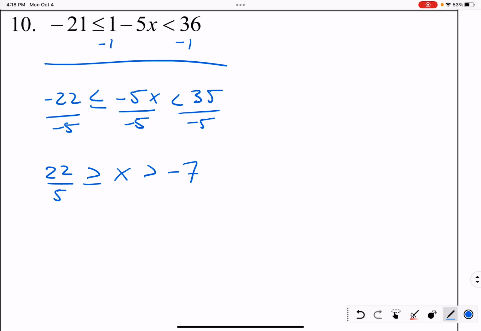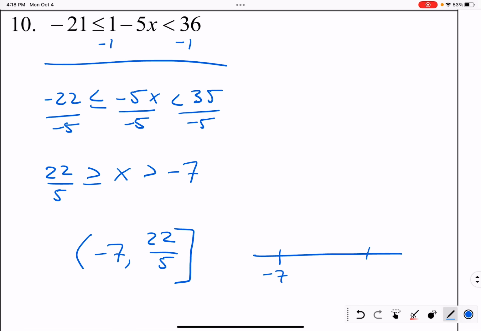So the interval notation here is going to be negative 7. That's our lower value up to 22 over 5. All right, but we're going to include that because it would be a closed circle as indicated by that little line underneath. All right, so it's just a little line segment from negative 7 to 22 over 5, open here, closed here, and then connected.